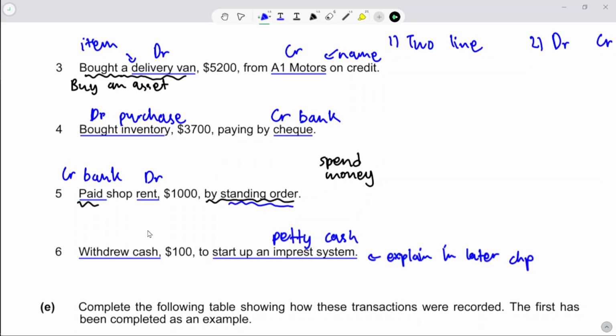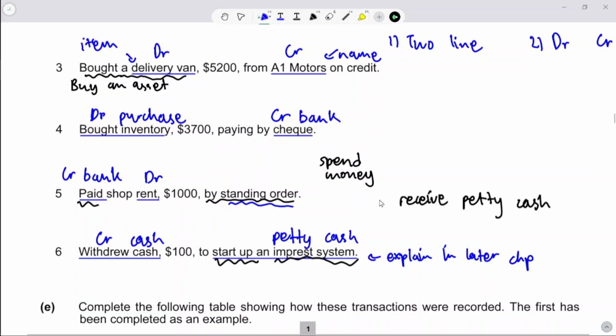So what reduce cash means is take out cash. If you take out cash, it's actually credit cash. Then you start up the imprest system, right? So we actually receive petty cash, so you debit it.